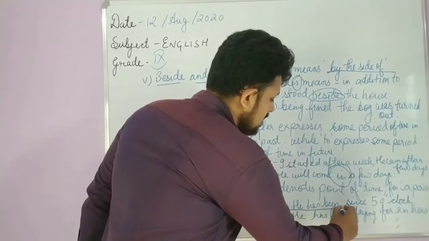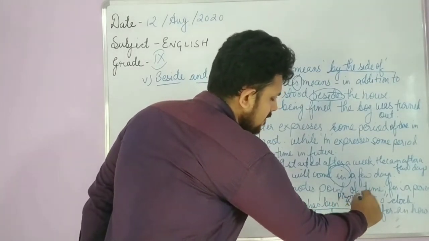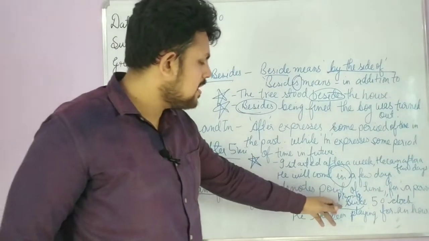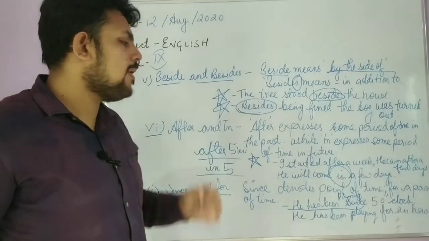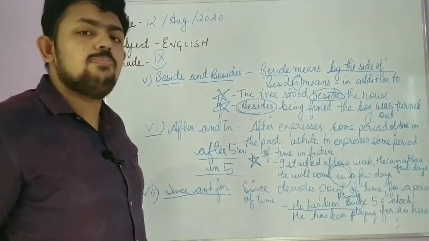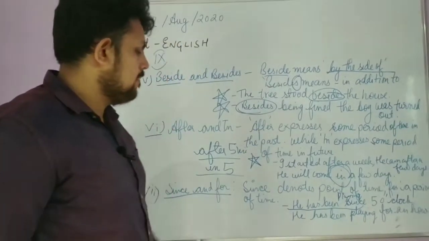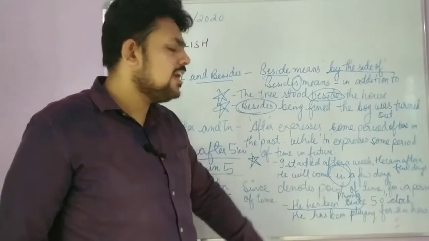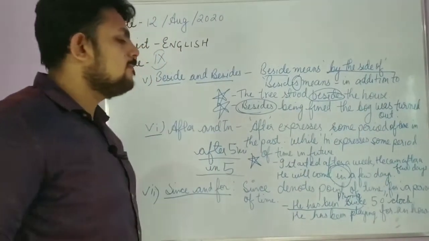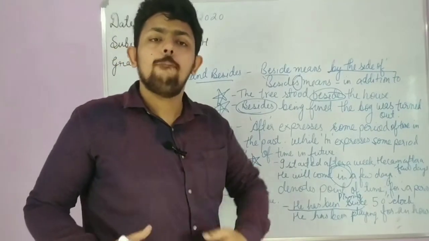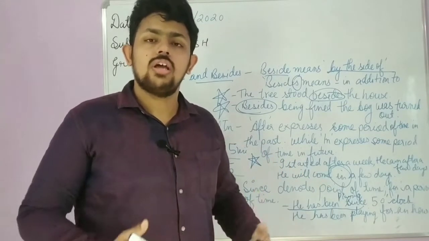He has been playing since 5 o'clock. Okay, he has been playing since 5 o'clock. We are specific about the time. So we are talking about a point of time, since 5 o'clock. He has been playing for an hour. Since an hour is incorrect. For an hour, when we are talking about a period of time. For an hour, for a month, for a year.